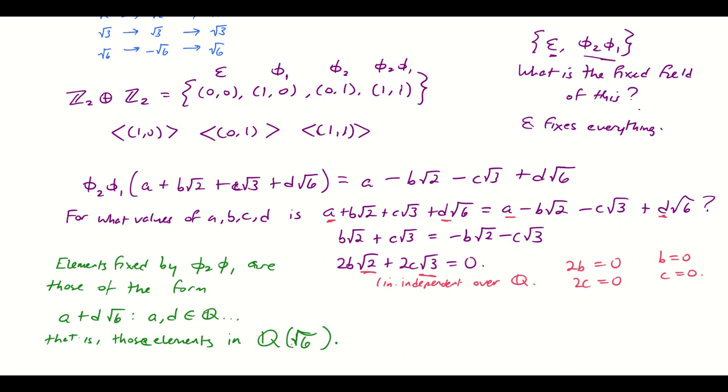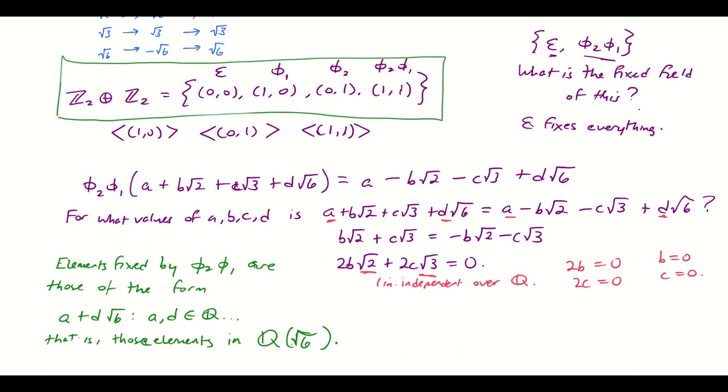It's not the same extension field, because this has degree 2 and Q adjoin root 2 and root 3 has degree 4 over the rationals, but this is a subfield of Q adjoin root 2 and root 3. So now we've surfaced another extension field of Q, or rather a subfield of Q adjoin root 2 and root 3, and we did that just by taking a subgroup of this group, our group of automorphisms. So we took another subgroup and figured out what its fixed field was.